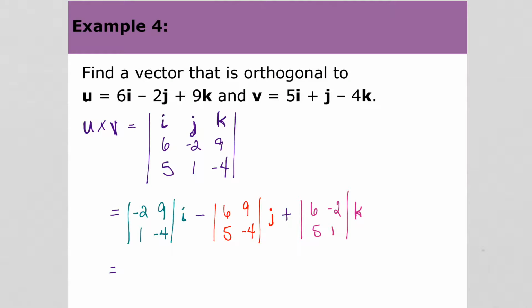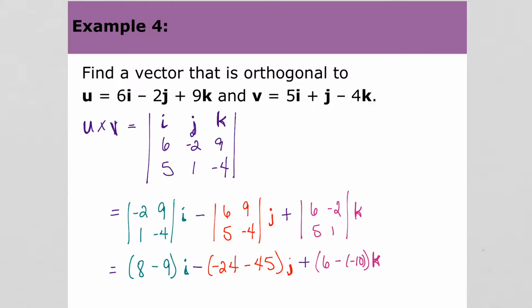So we got -2 times -4 is 8. Minus 9 times 1 is 9. Minus 6 times -4 is -24. Minus 9 times 5 is 45. j, plus 6 times 1 is 6. Minus -2 times 5 is -10. k.